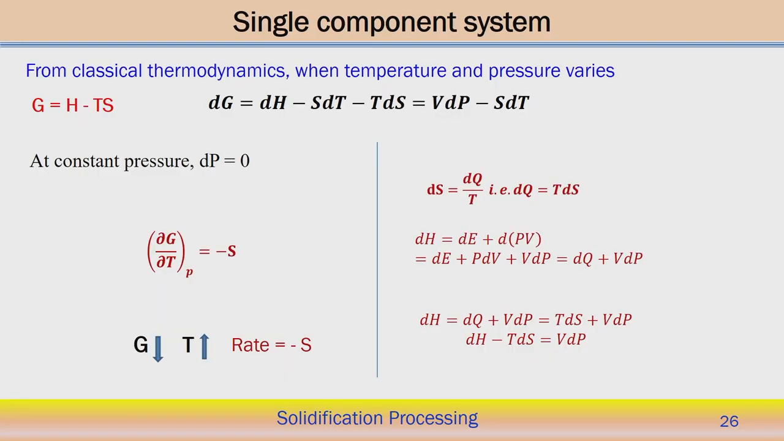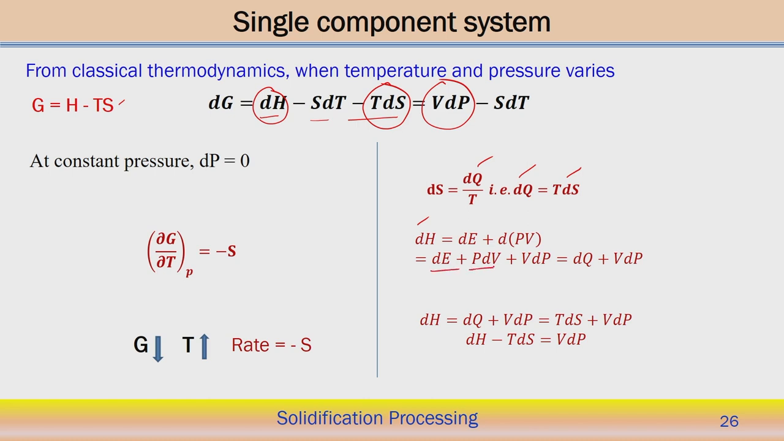But if temperature and pressure both are varying, in that case this is the expression of G, Gibbs free energy, H minus Ts. So, we can differentiate that. So, dG equals dH minus S dT minus T dS. Here also you can see that dH minus TdS is equivalent to V dP, that we can see here also. dS equals dQ by T and dQ equals TdS, and from the enthalpy H equals E plus PV, from there dH equals dE plus d of PV, so dE plus P dV plus V dP.